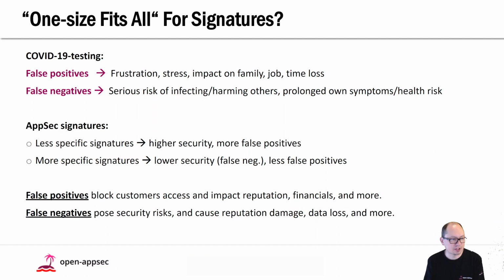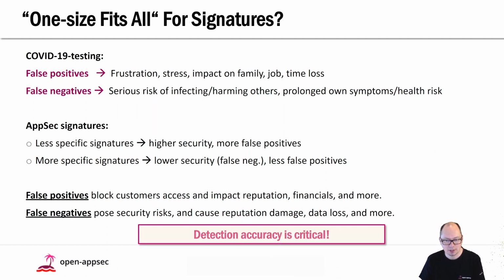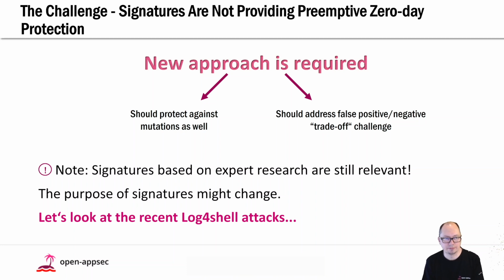And in terms of AppSec signatures, false positives can actually block customers' access and impact reputation, financials, and more, while false negatives, on the other hand, pose important security risks and can cause reputation damage, data loss, and more to your enterprise. Obviously, if you block valid usage and valid users from accessing your services and your website, then this is not good and definitely causes harm. So therefore, detection accuracy is very, very critical for a good WAF solution.